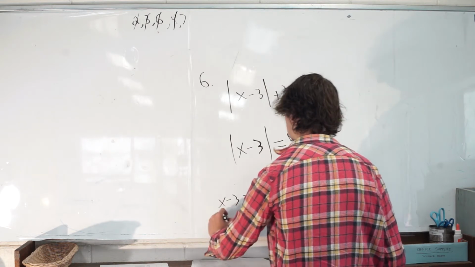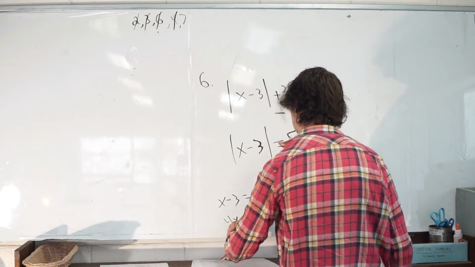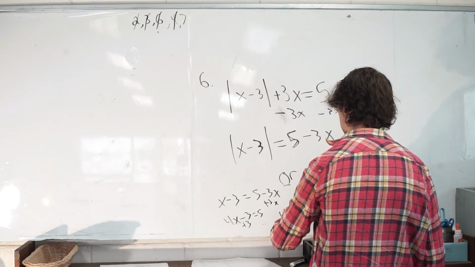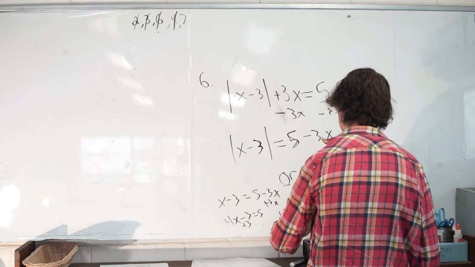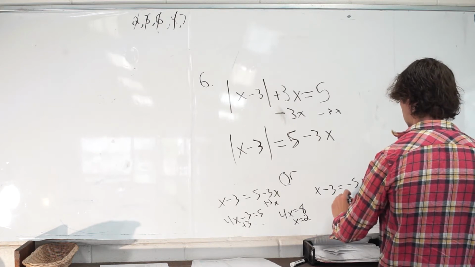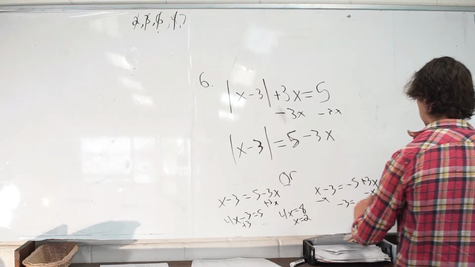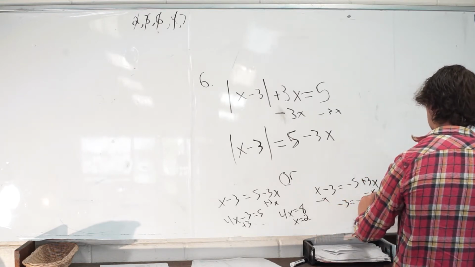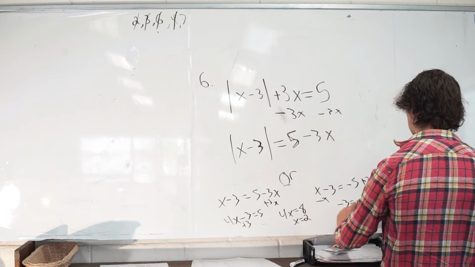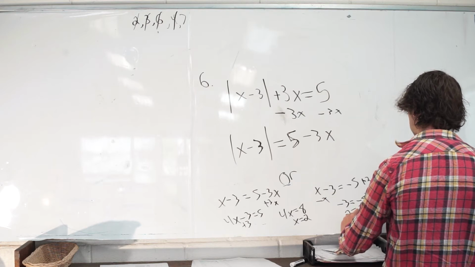Add 3x, so 4x minus 3 equals 5. Add 3 to get 4x equals 8, and x equals 2. Okay? And then same thing over here. We're going to subtract x. Negative 3 equals negative 5 plus 2x. And then add the 5 to get 2 equals 2x, or 1 equals x.